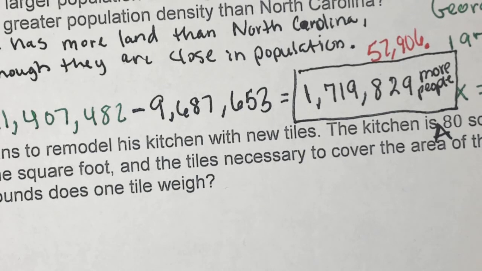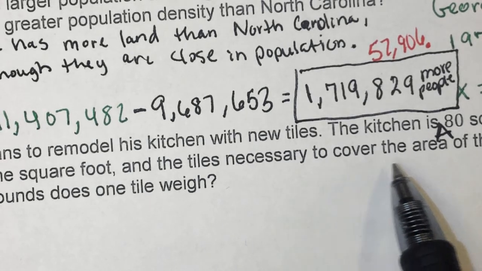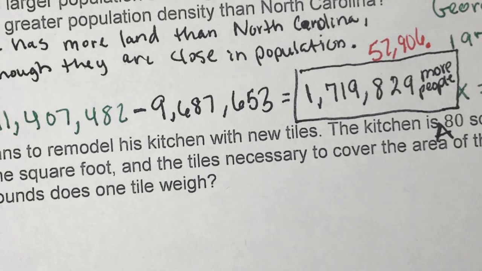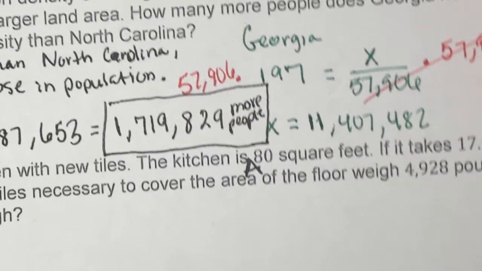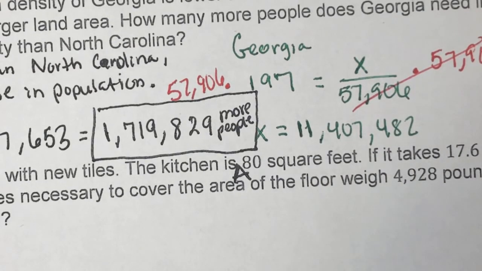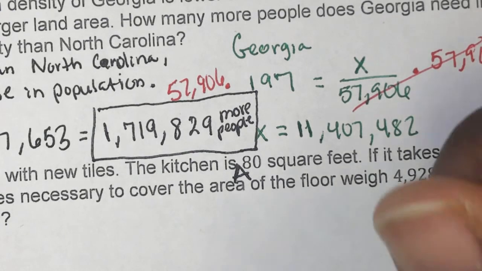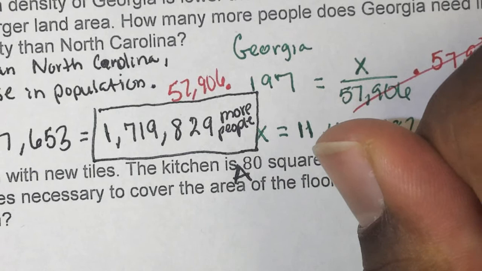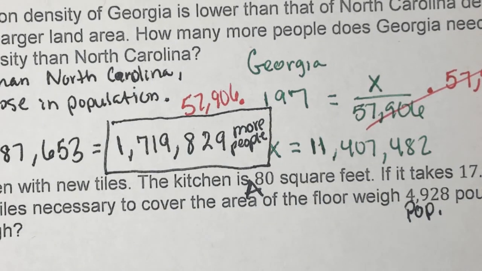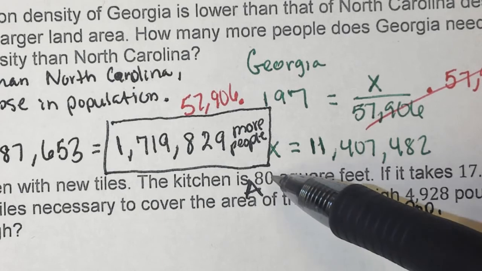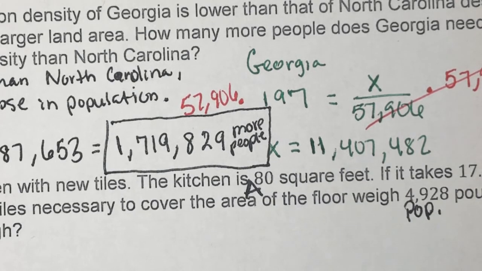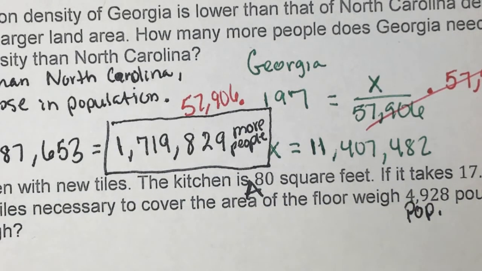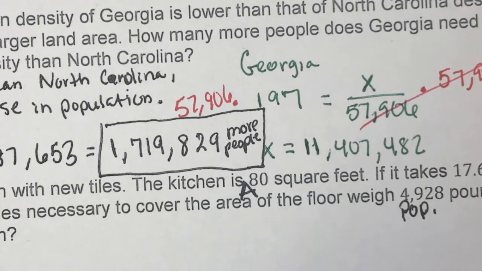Going back to the other number, it says the tiles necessary to cover the area of the floor weigh 4,928. What would that number represent in our formula? The PB. That's the total weight, so that's population. Alright, so we have population, we have area, but they're not asking us for population density. They're asking how many pounds 1 tile weighs. But we do have to find population density to get to that point. So we're still going to find PD, but we're going to do something after PD.